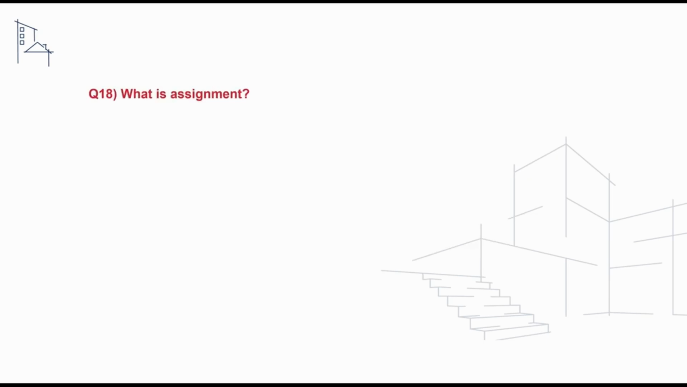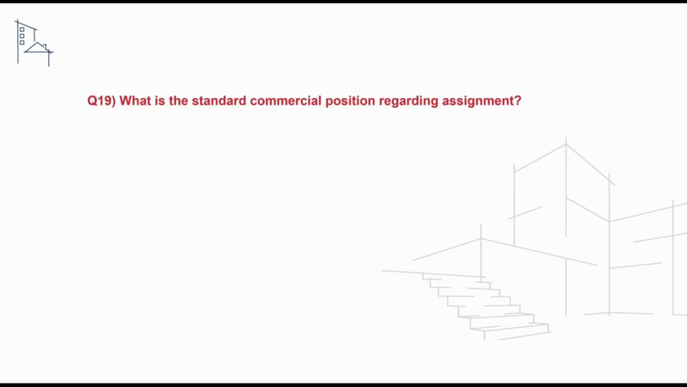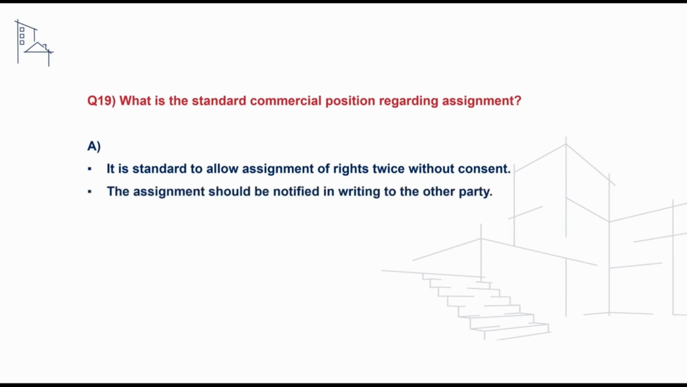The next question we'll take a look at is testing our understanding of the term assignment, and to address this, candidates can advise that assignment is where the rights and benefits of one contractual party are transferred to a third party. A follow-on question we may receive asks what is the standard commercial position regarding assignment, and to address this we can say that it is standard to allow the assignment of rights twice without consent, and that assignment should be notified in writing to the other party under the original agreement.